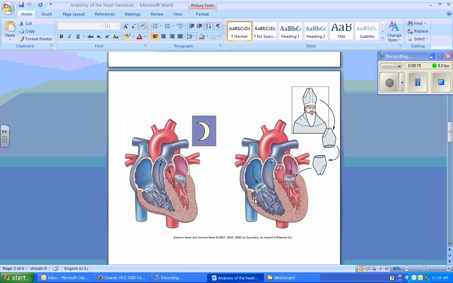Now, other sounds can happen at the same time. These extra sounds are due to vibrations caused by the rapid flow of blood into the ventricles. The extra sounds are called S3 and S4. When both S3 and S4 occur, what's called a gallop rhythm can be heard. Or the valves may not close completely at the same time. So instead of a lub dup, you might get a lub dup-dup, where you hear two distinct valve closures.